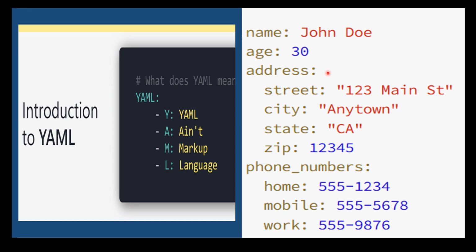In this example, the YAML file contains a few key value pairs. First, name, which is a string with the value John Doe. Then comes age, which is a number with the value 30. Then address, which is a nested dictionary with multiple key value pairs such as street, city, state and zip. Then comes phone numbers, a list of dictionaries each with a single key value pair for home, mobile and work phone numbers. To read and process a YAML file in a programming language, you will need a YAML library or module which provides functions to parse this YAML file into a data structure that your code can manipulate.